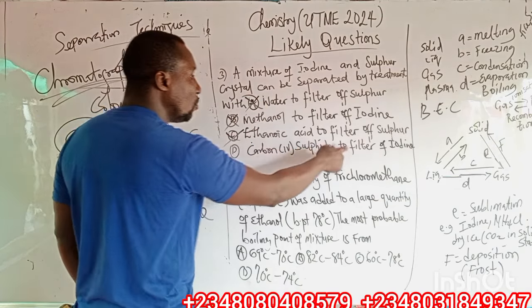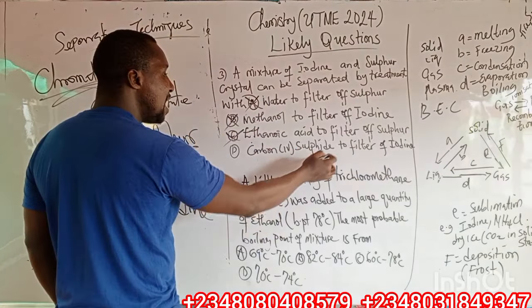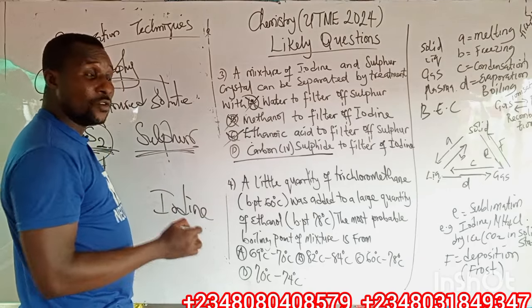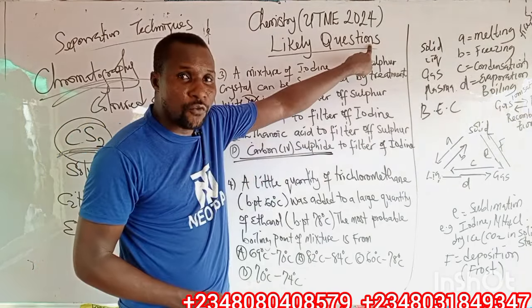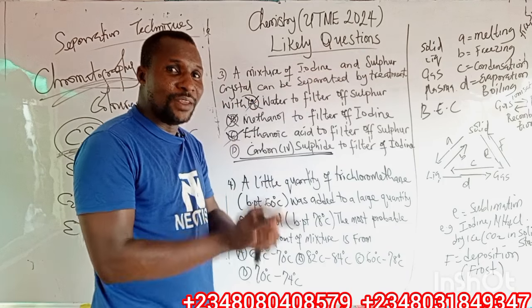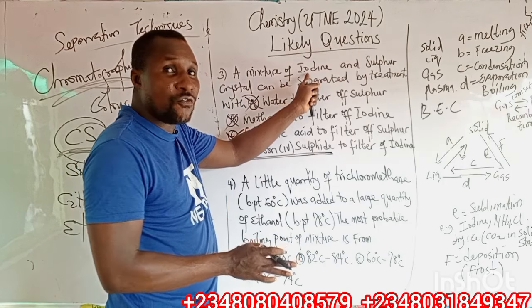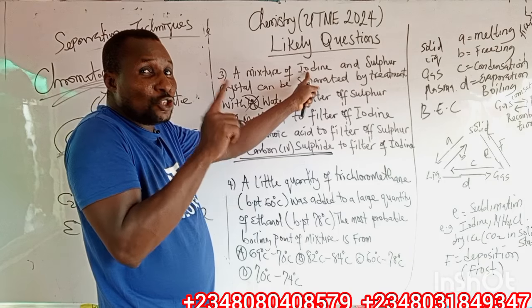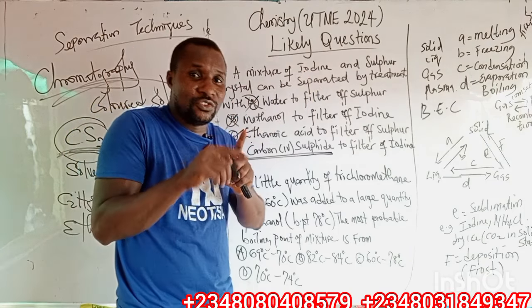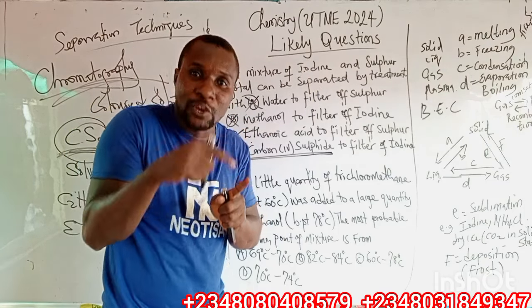Carbon disulfide to filter off iodine. When you add carbon disulfide, it will dissolve sulfur. Then what will be left will now be filtered off: iodine. Iodine is insoluble. Filtration, insoluble. I told you filtration is used to separate insoluble solid.